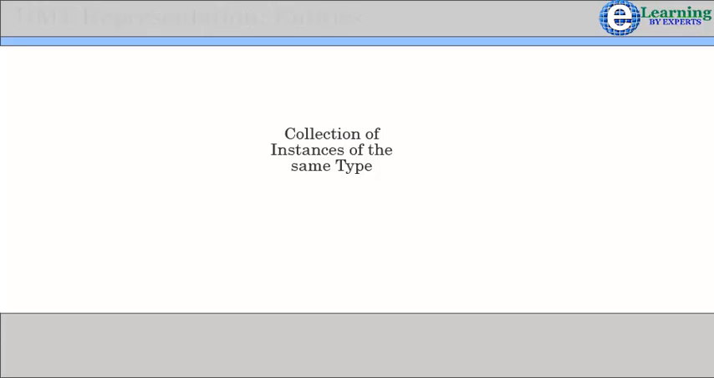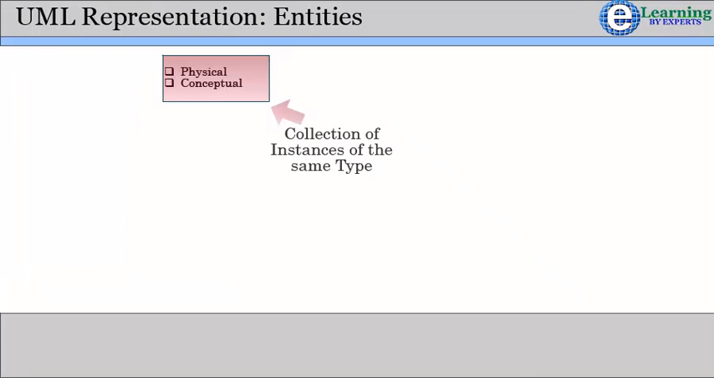An entity represents a collection of instances of the same type. That is, a chair entity represents the concept of chairs, not just a single chair. An entity name is usually a noun in the singular, such as animal, cable section, customer request. Entities represent both physical, for example mobile phone, and conceptual, for example ownership, things.